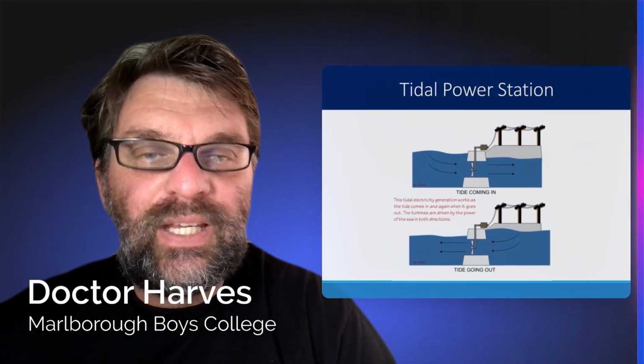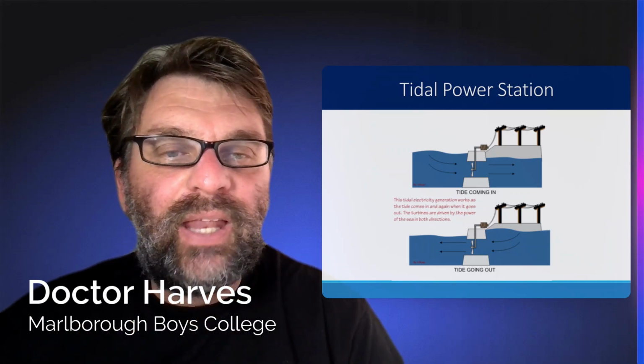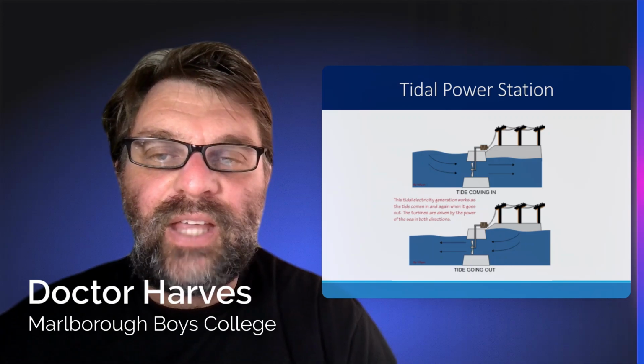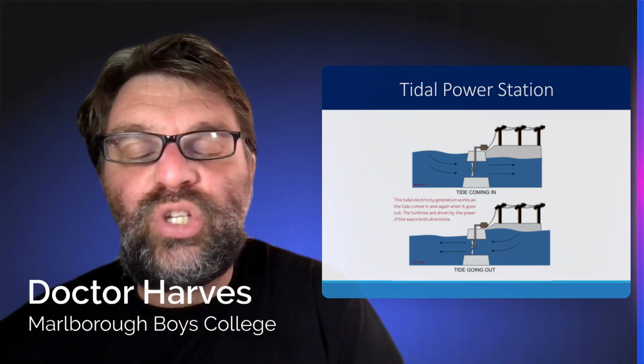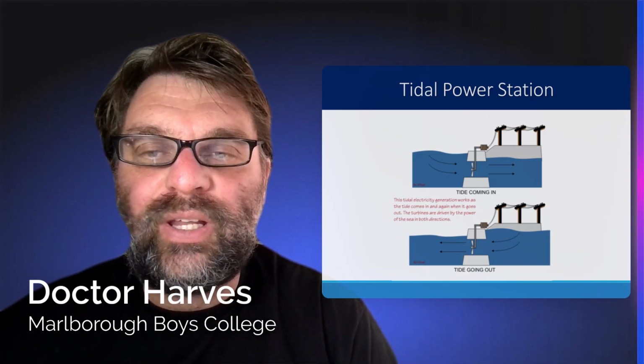And that's a little bit more detail there, where the tide's coming in, the water rushes in, and then as the tide comes out, due to the height difference, as you can see, that's the gravitational potential energy, which is then transferred into kinetic energy as it moves through the turbine, turns the turbine, and that generates electrical energy.